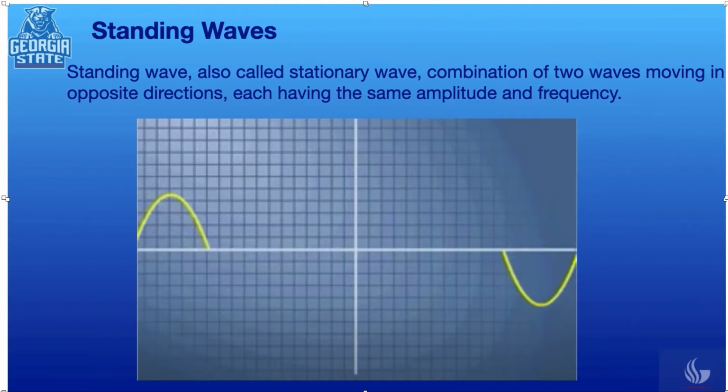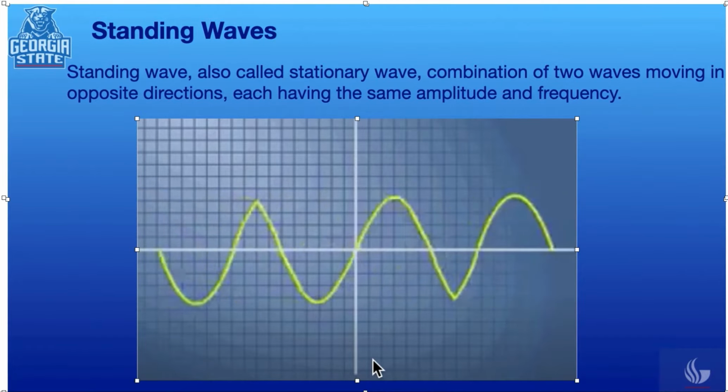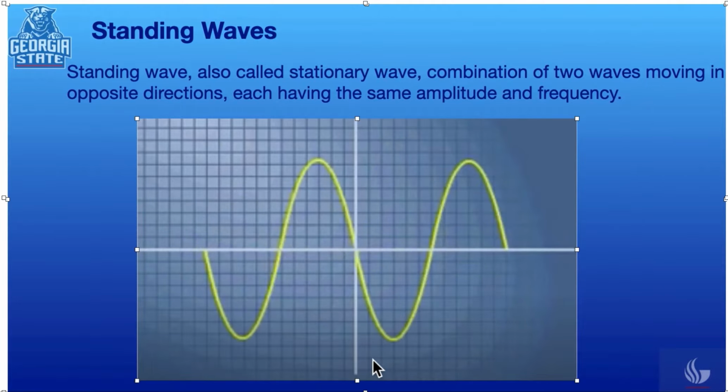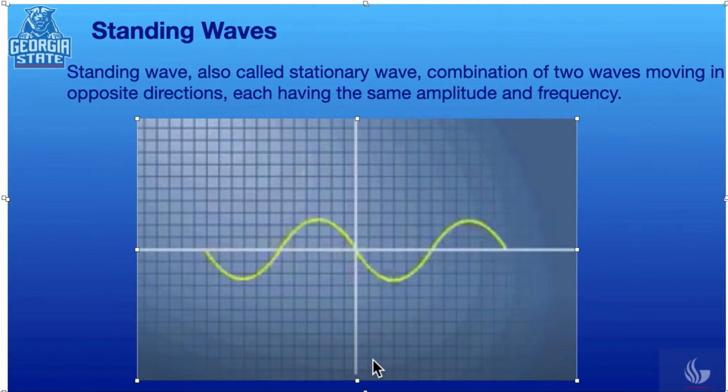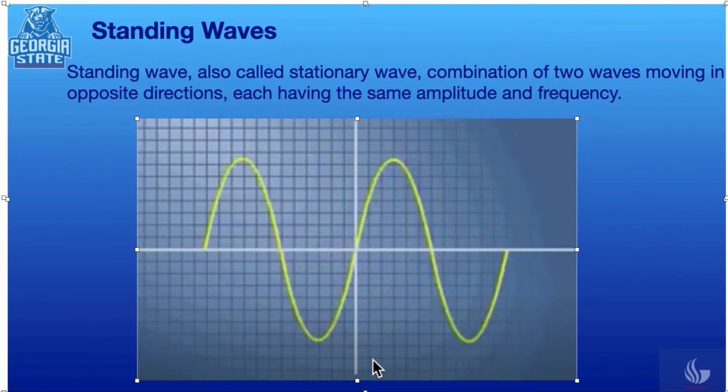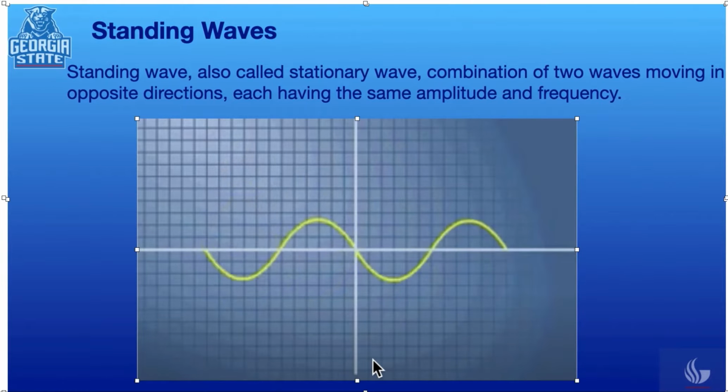This principle of superposition can be applied in understanding the concept of standing waves. Standing waves, also called stationary waves, are the combination of two waves moving in opposite directions. Two waves moving in opposite directions, having the same amplitude and frequency, when superimposed on each other, give a resultant wave which is known as the standing wave. The amplitude of this standing wave is the combination of the individual component waves.